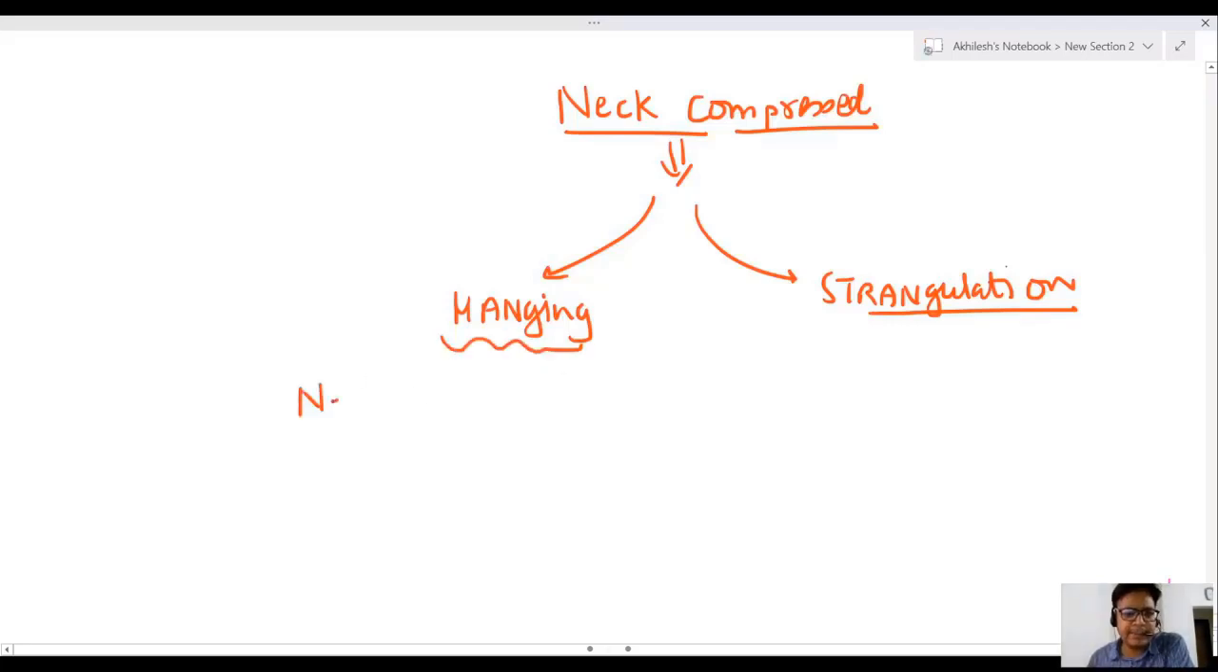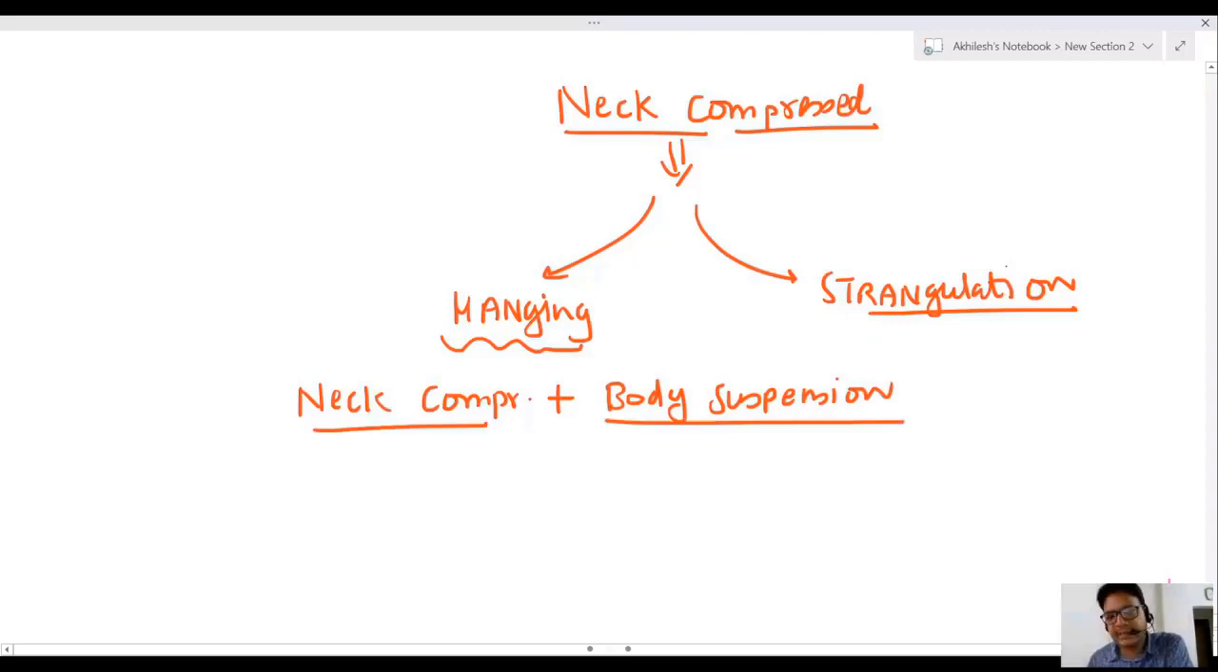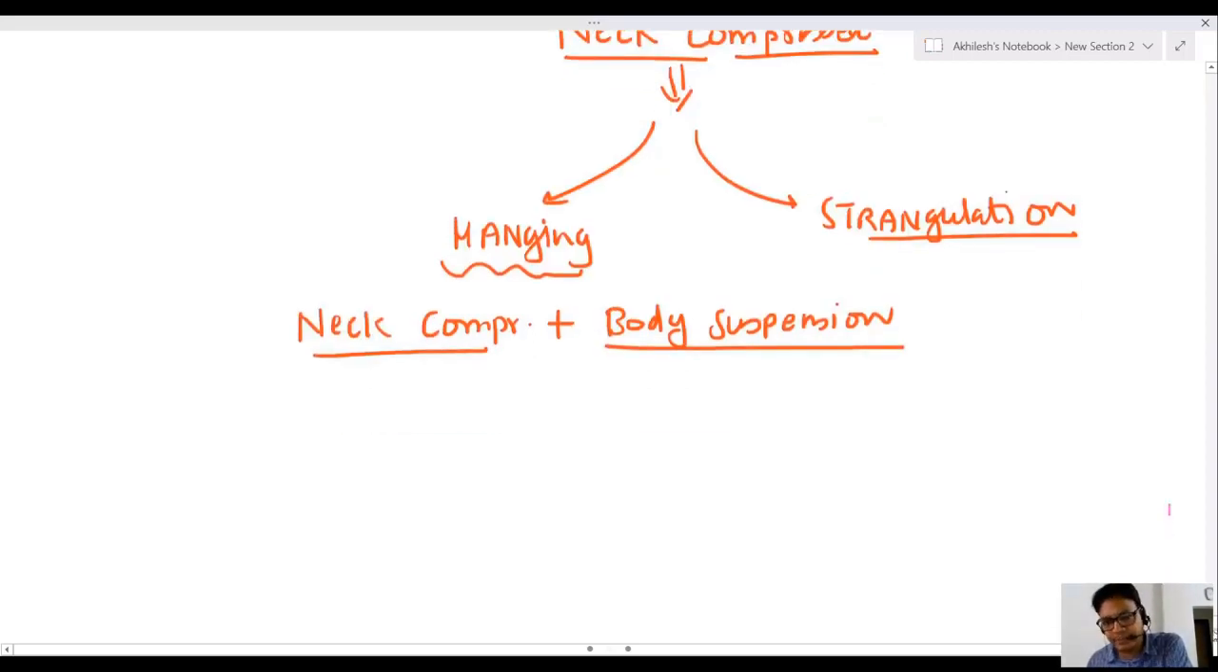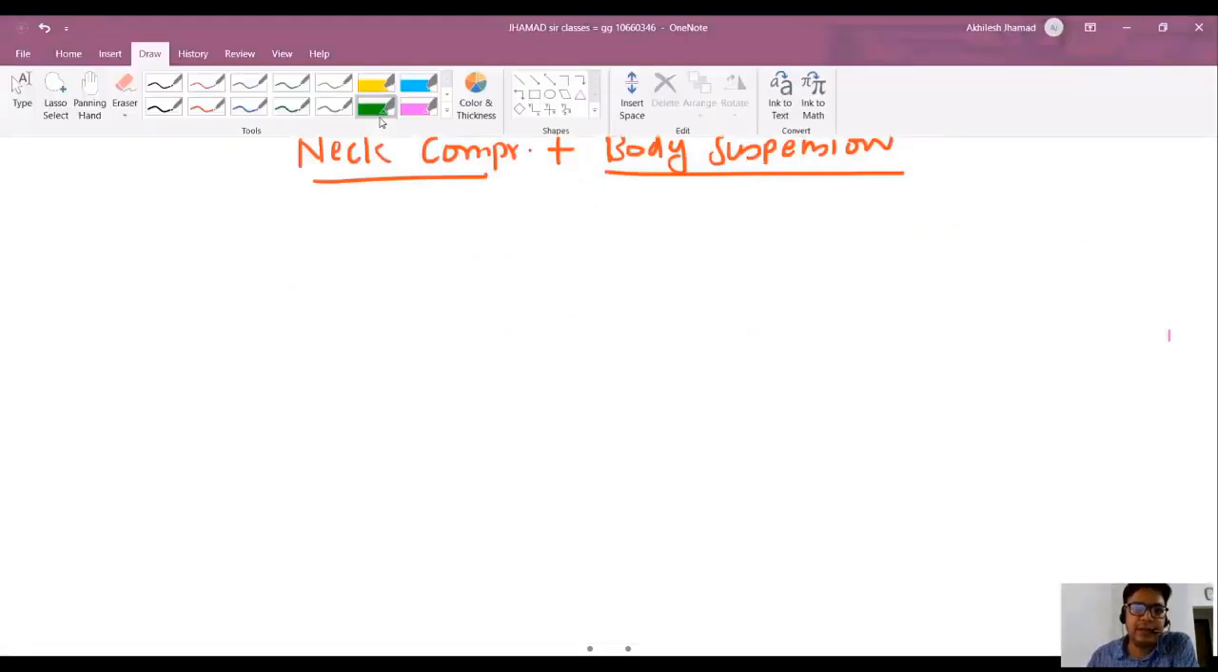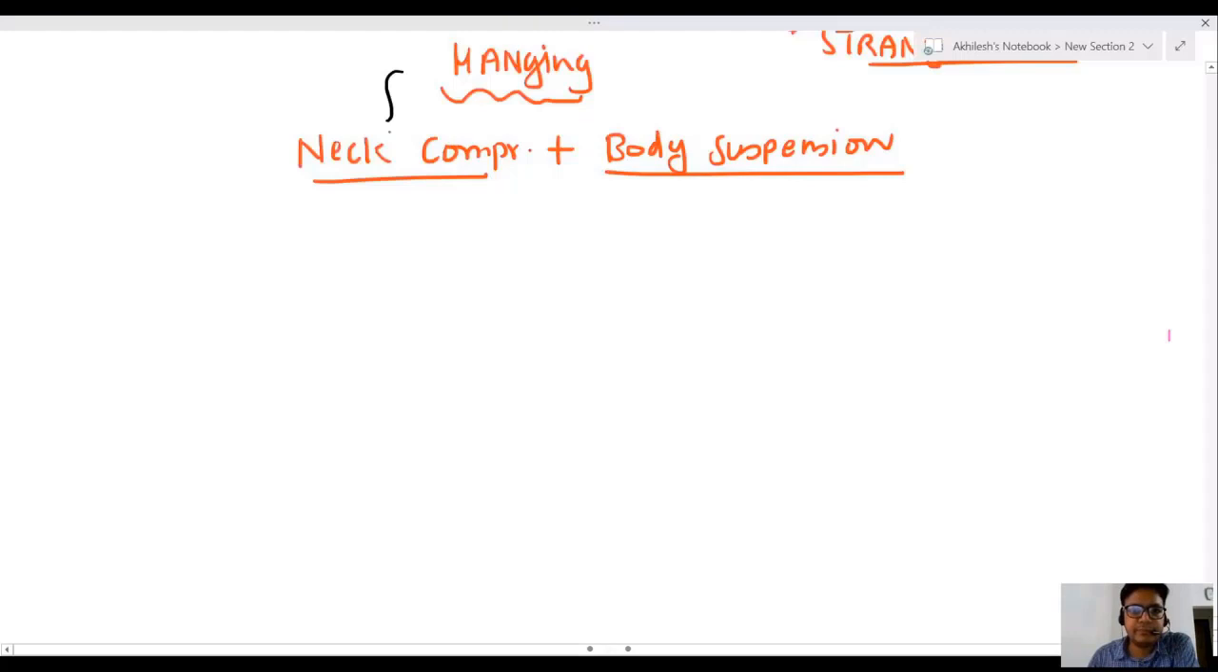Hanging is neck compression plus body suspension. It means, sir, if your neck is compressed with body suspension, this phenomenon is known as hanging. Like, you apply this ligature surrounding the neck, then you hang your body, body suspension. This is known as hanging.